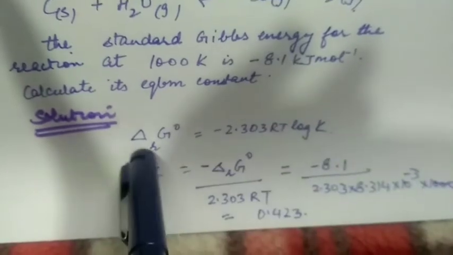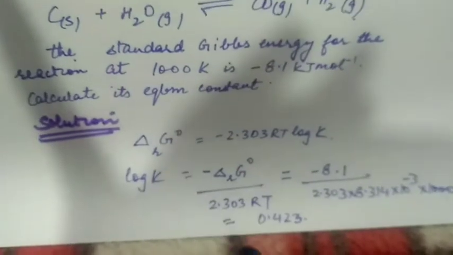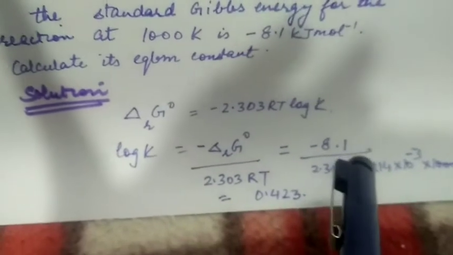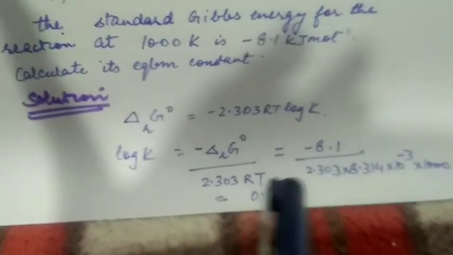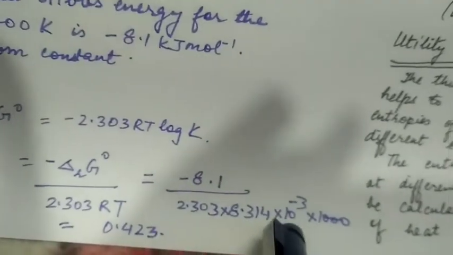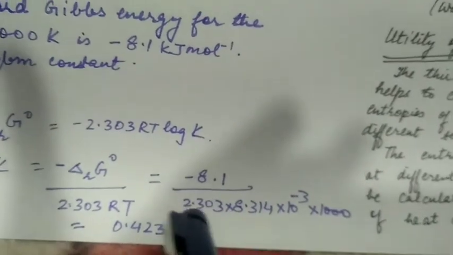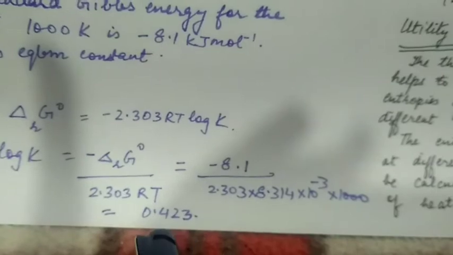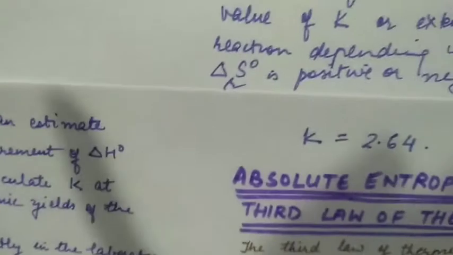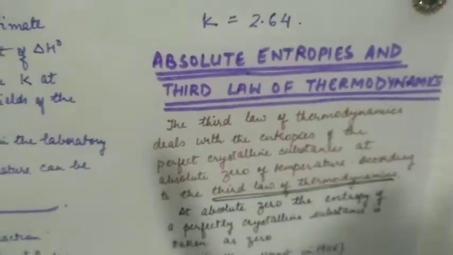Log K will be delta G naught upon 2.303 RT. So a value of delta G naught is minus 8.1, so minus 8.1 upon 2.303 into R, which is 8.314 into 10 raised to power minus 3, and temperature is 1000. So solving this, we get log K is equal to 0.423 and K will be equal to 2.64. So from delta G naught we can find out K.